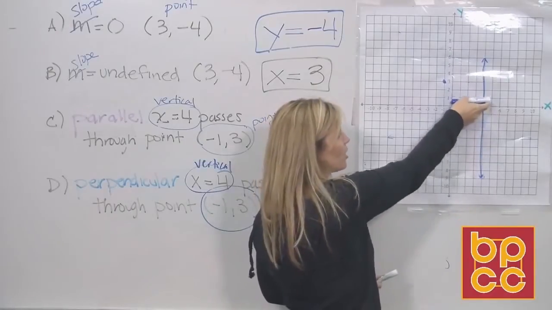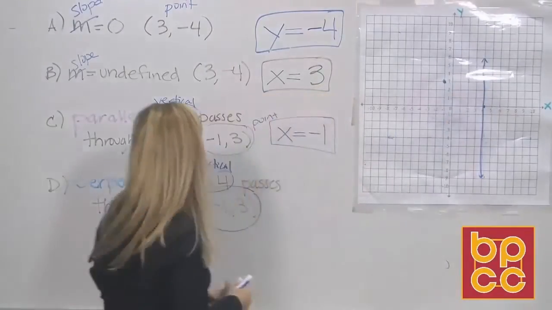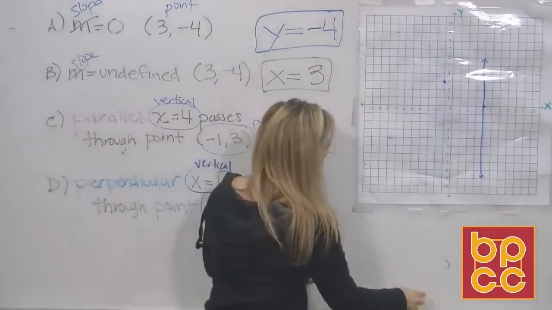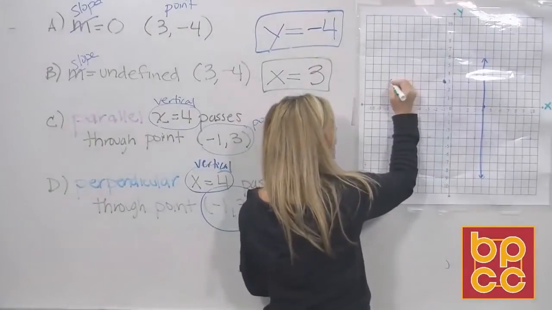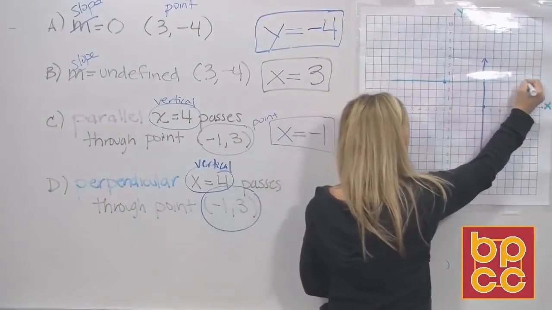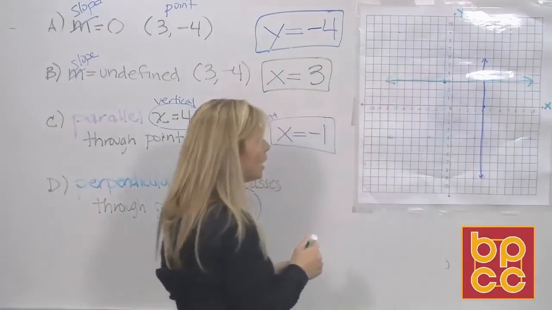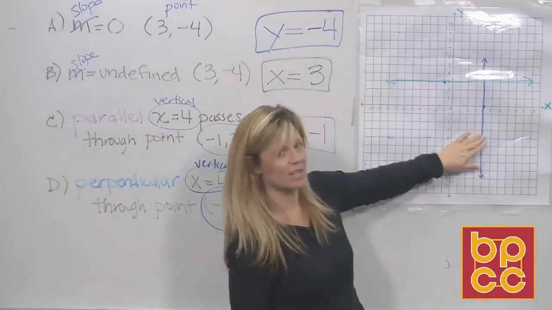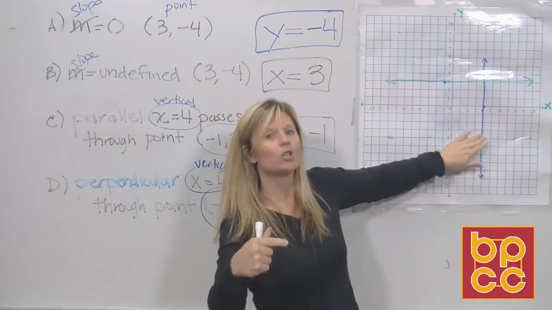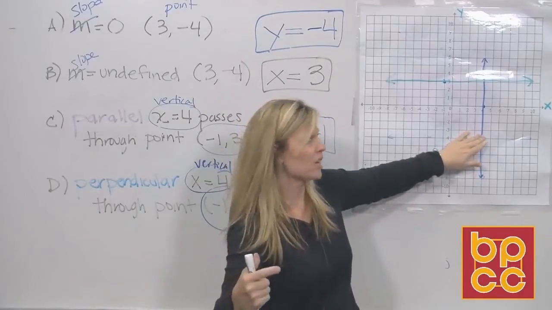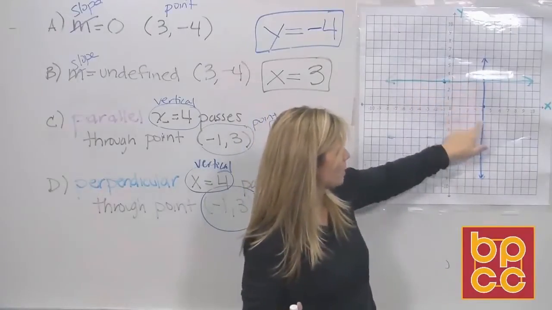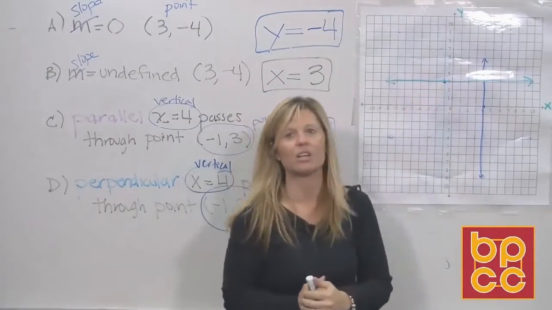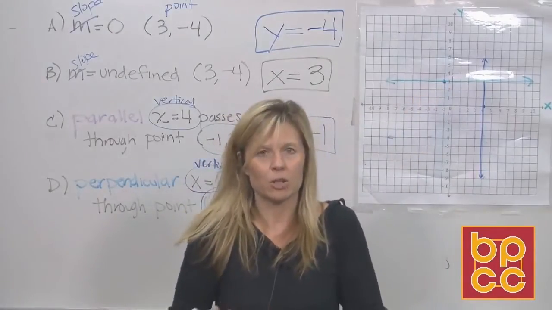But you just can't draw this horizontal line anywhere. The clue says it has to go through the point negative 1, 3. So when you go to draw this horizontal line, it has to go through that point. Now everybody look. I gave you this point. I gave you x equals 4, this line. I said, draw me a line that's perpendicular. Is this line in green perpendicular to the blue line? It sure is. Does this line in green go through that point I gave you? It sure does.